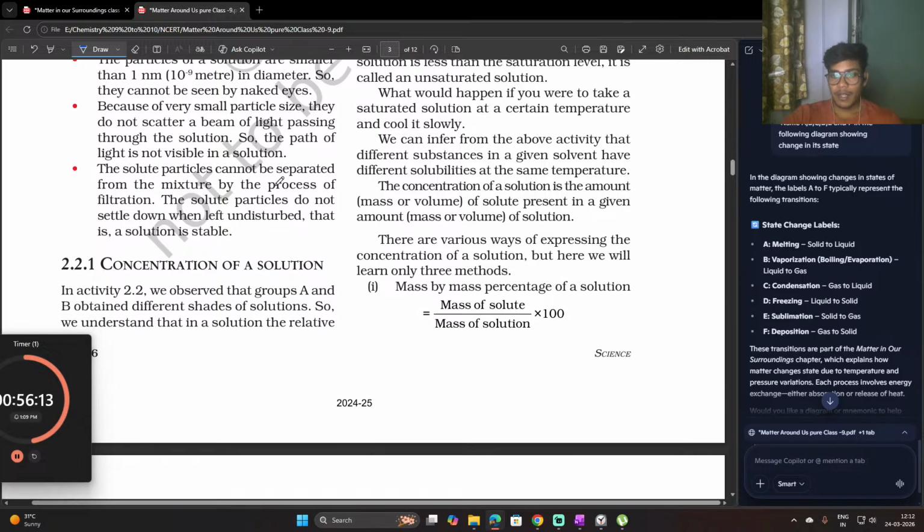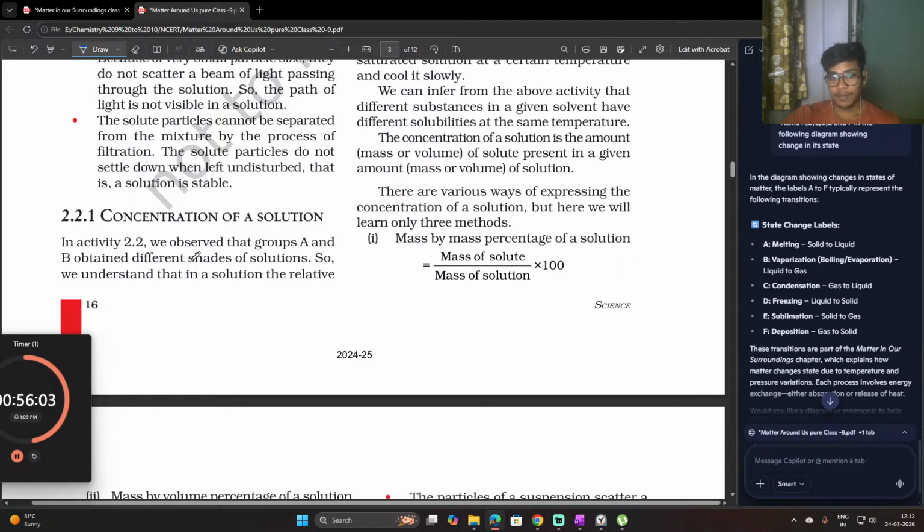So the path of the light is not visible in a solution. The solution particles cannot be separated from the mixture by filtration. The solution particles do not settle down when left undisturbed. That is, a solution is stable.